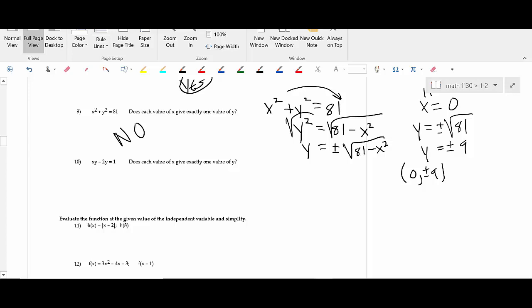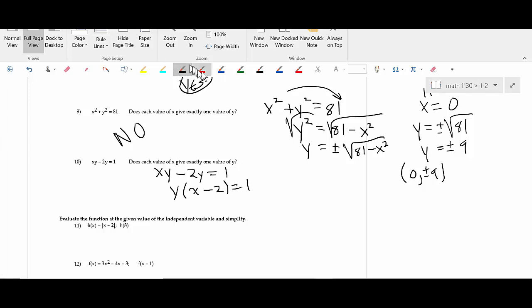Then we'll finish up tonight with, I think, some evaluating functions. So this is another real short section. If you were going to solve this equation for y, tell me what you would do. You'd factor the y out, right? Okay, that's the only way you can do that. So you factor a y out, so you'd have y times x minus 2 is equal to 1.